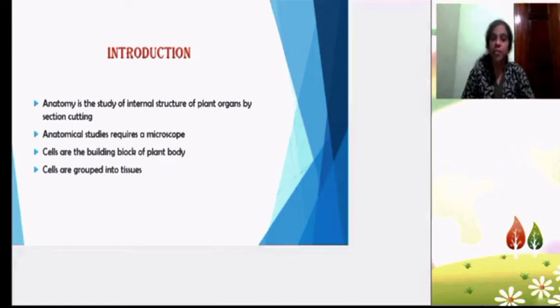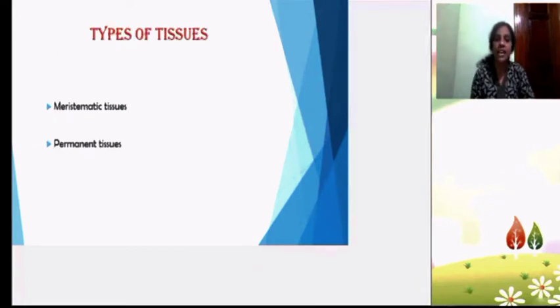These cells are the building blocks of the plant body, and any living organism is made up of cells. And so cells are called the structural and functional unit of any living organism. These cells are grouped into tissues. These tissues later form organs. Tissues are classified into two types. They are meristematic tissues and permanent tissues.